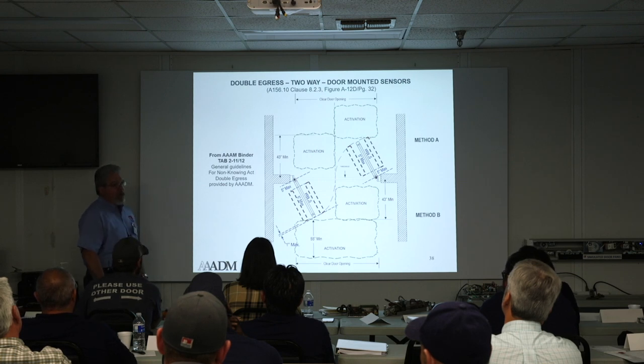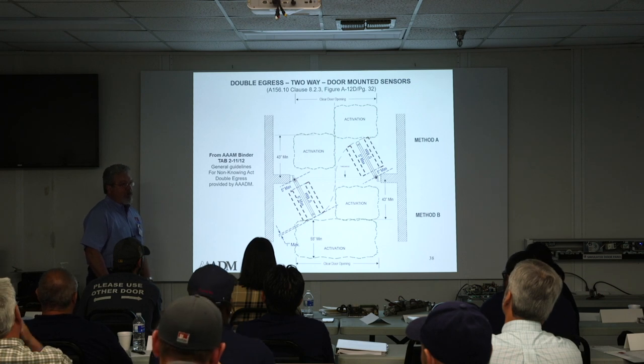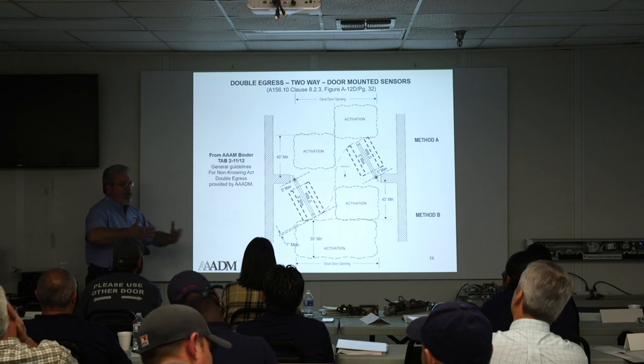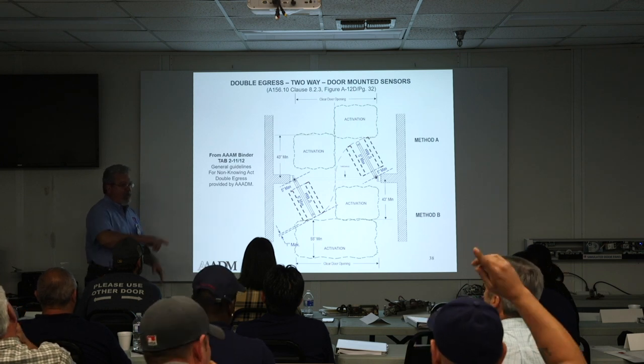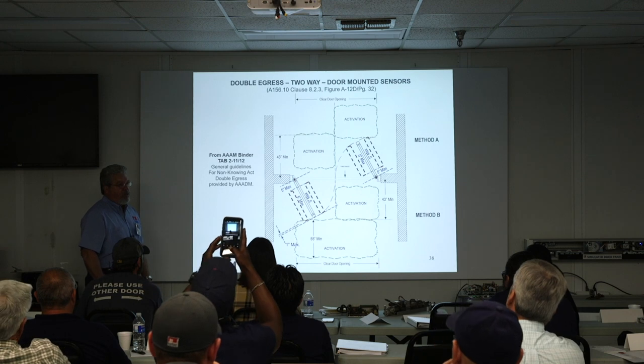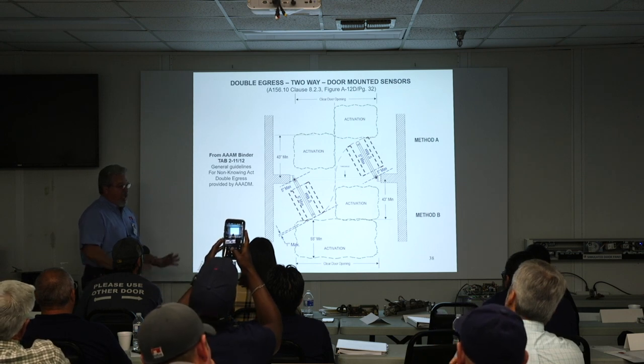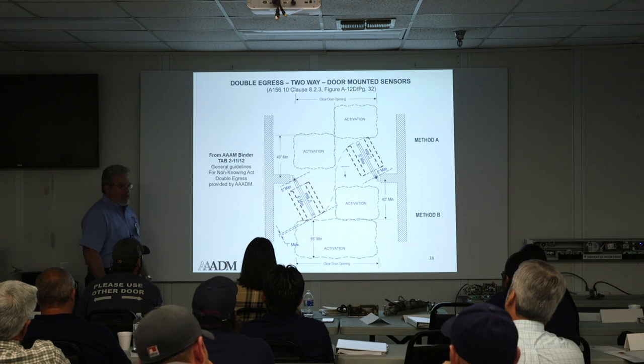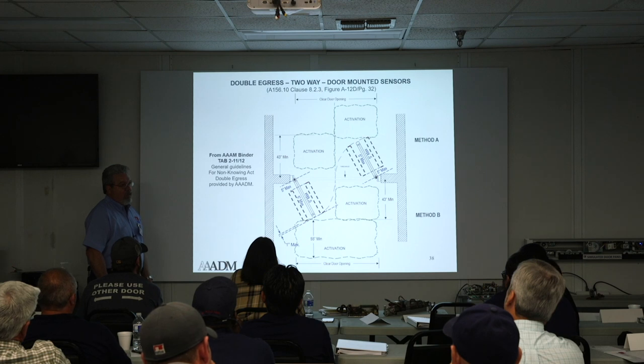Most of the two-way traffic swing doors that I've seen, besides double egress in hospital corridors, would be pairs of doors, with a large enough opening to accommodate traffic flowing in both directions. It just becomes, once again, kind of a sensor nightmare, guide rail nightmare. You have to add so much stuff to it. It's not practical.